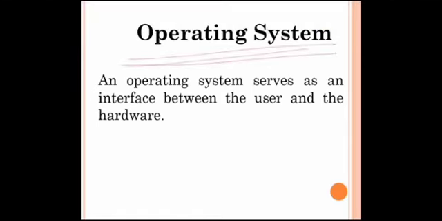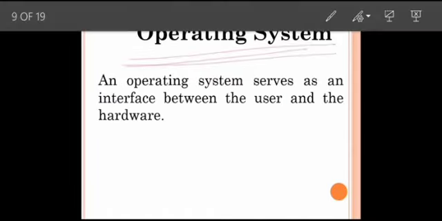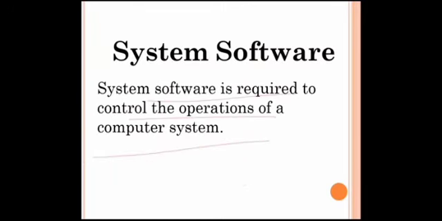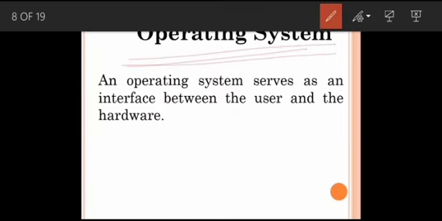Operating system. Operating system is the most important software without which we cannot work on a computer system. It is a software that lets us communicate with the computer. That is why we are able to give instruction and we can get our work done on computer because of this operating system. So operating system basically provides an interface between user and hardware.